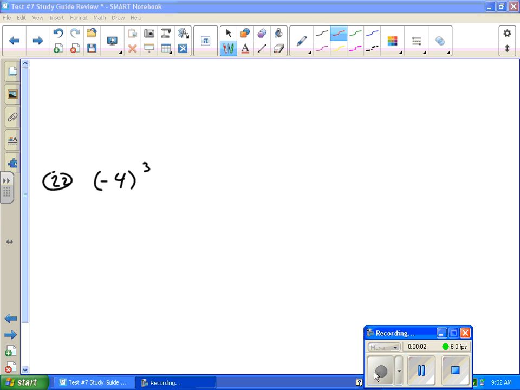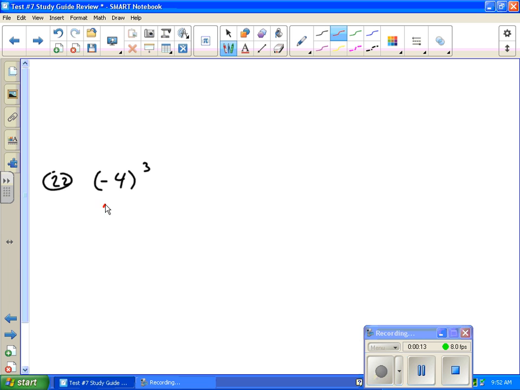Okay, this is study guide number 7, part 2. For number 22, you have negative 4 raised to the third power, or negative 4 cubed. The negative is inside the parentheses, so when you write that out, it'll be negative 4 times negative 4 times negative 4. A negative times a negative is a positive 16. Bring this one down, times a negative 4. A negative times a positive will be a negative. When you put them together, you get a negative 64.